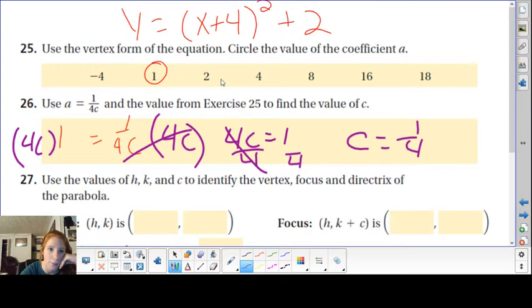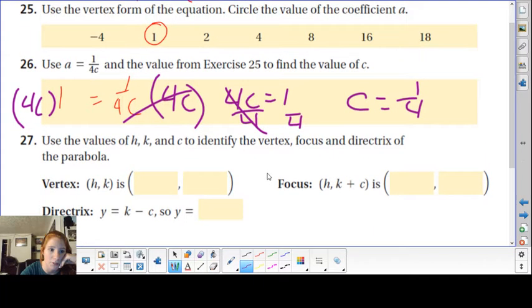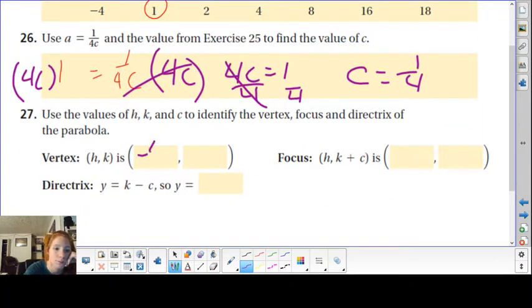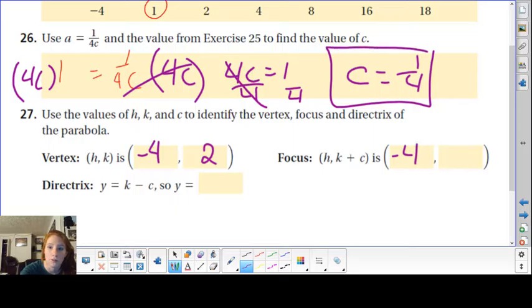So we're going to use the values above to identify these. My vertex is negative 4, 2. My focus is going to be at, since I'm moving up, my h is going to stay the same, which is negative 4. And then I'm going to go only a quarter. So 2 plus a quarter is 2 1/4. My directrix, I take my 2 and I subtract it, so it's going to be 1 3/4. So when I go one way, I have to go the other. When I go up, I have to go down.